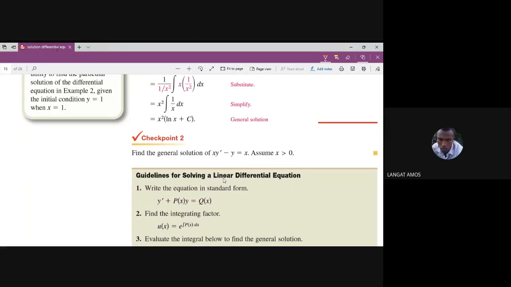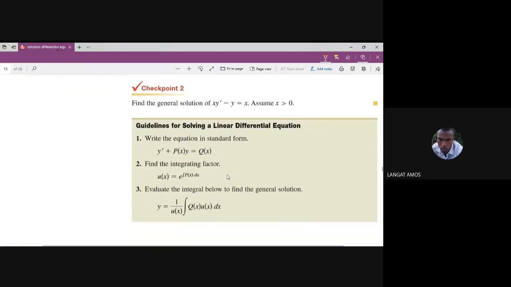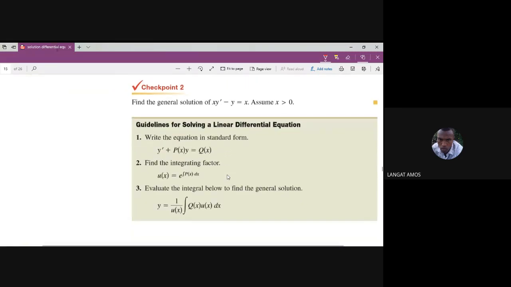Guidelines for solving linear differential equations. These are the guidelines for you to solve a linear differential equation. Write the equation in standard form, then find the integrating factor. Then evaluate the integral to find the general solution. There are three steps you have to follow when solving a linear differential equation.